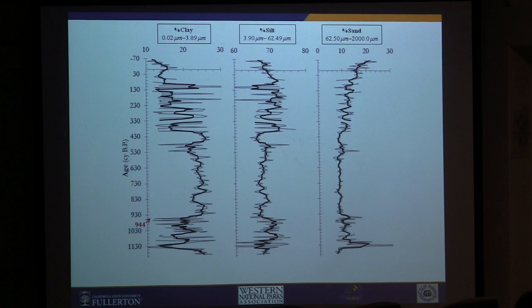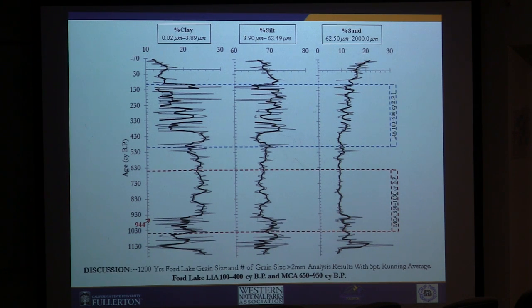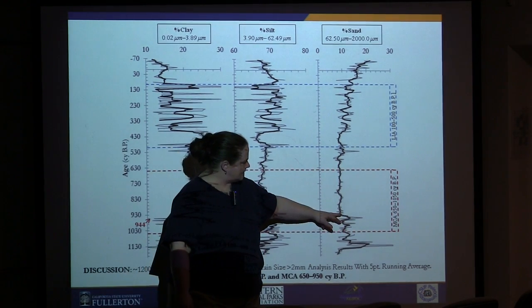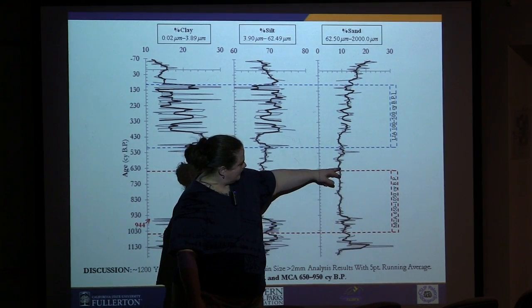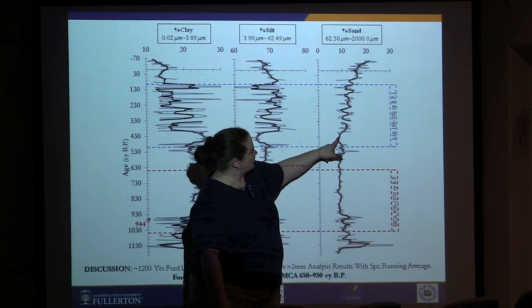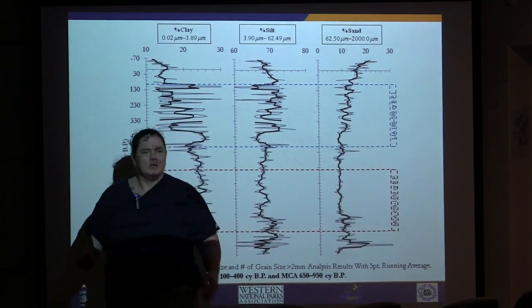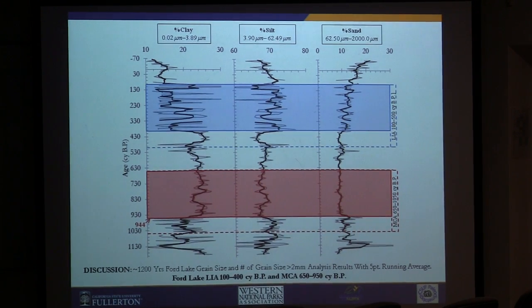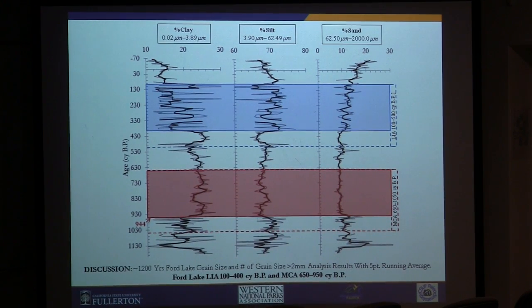Now here's our grain sizes. We have clay to the left, silt, and sand. Let me throw in the MCA and the LIA, the IPCC dates. And what we see at Ford Lake is that our flatlining doesn't happen until about here, and then it flatlines there, and then we move up into the LIA, and we've got a little bit more flatlining, and then it starts to peak there. So we believe that at Ford Lake, our MCA and LIA fall in this line, or in this box, I should say.